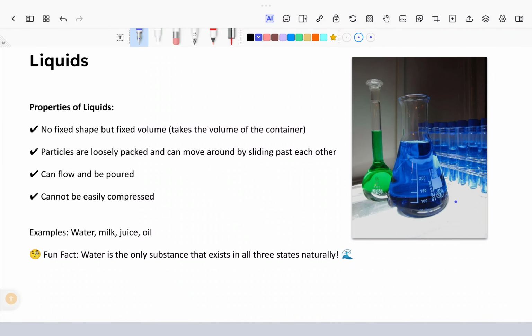Next, we'll look at liquids. So liquids have no fixed shape but have a fixed volume. So they take the shape of the container. We can clearly see in this diagram that the two liquids have taken the shape of the container. Now, the particles are loosely packed compared to solids, and they can move around by sliding past each other. So liquids can flow and they can be poured, and they cannot be compressed easily. Some examples of liquid would be water, milk, juice, oil, etc. And water is the only substance that exists in all three states naturally.